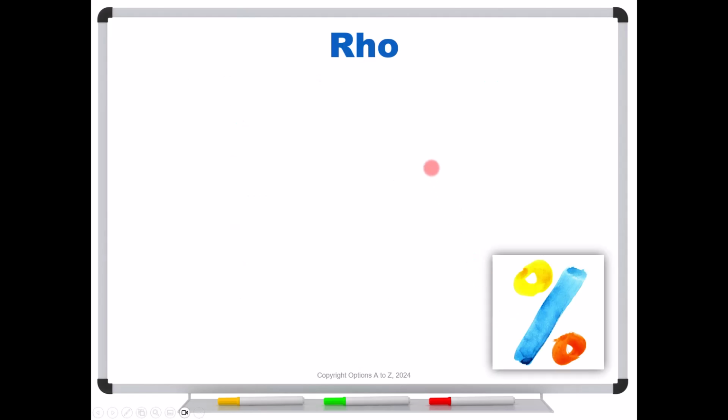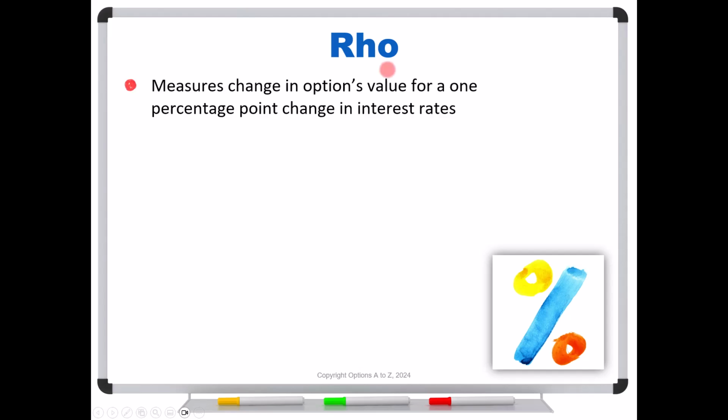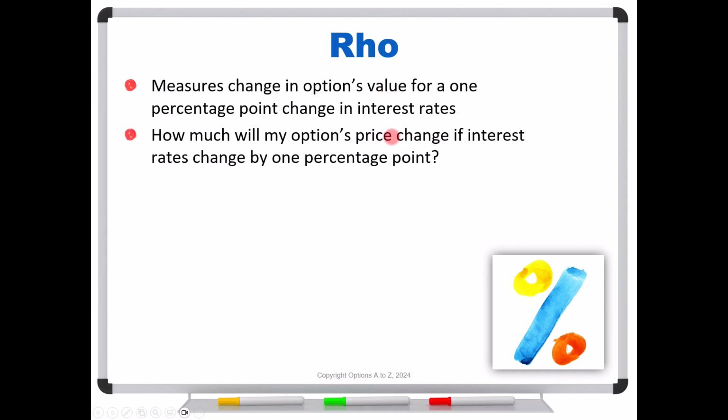And now finally, last one on the list, what is rho? Well, rho is the Greek chosen to measure the change in the interest rate. So it measures the change in the option's value for a 1 percentage point change in interest rates. So rho answers the question, how much will my option's price change if interest rates change by 1 percentage point?